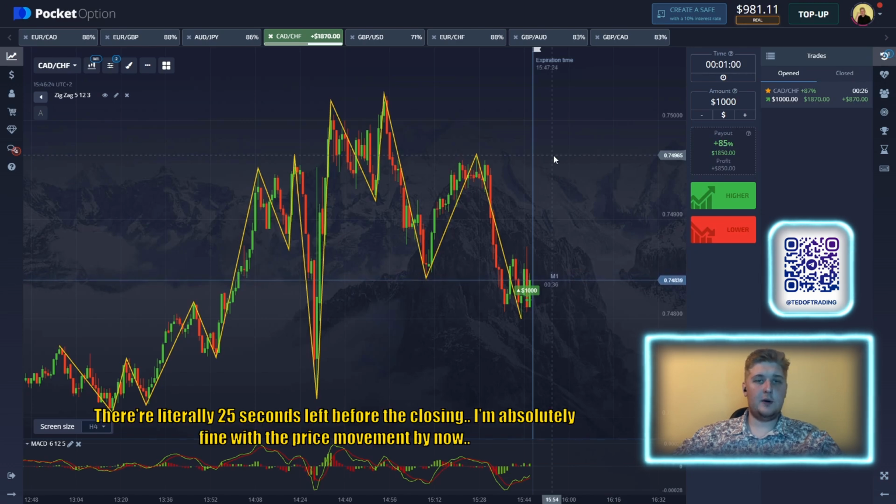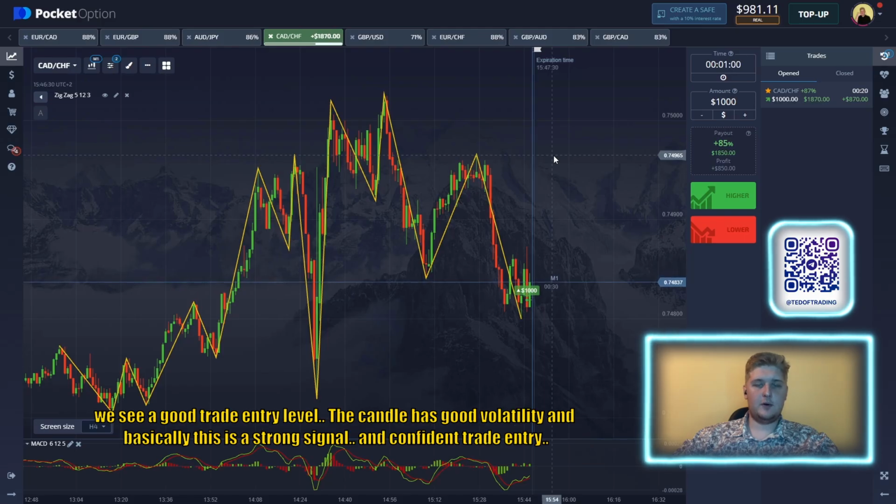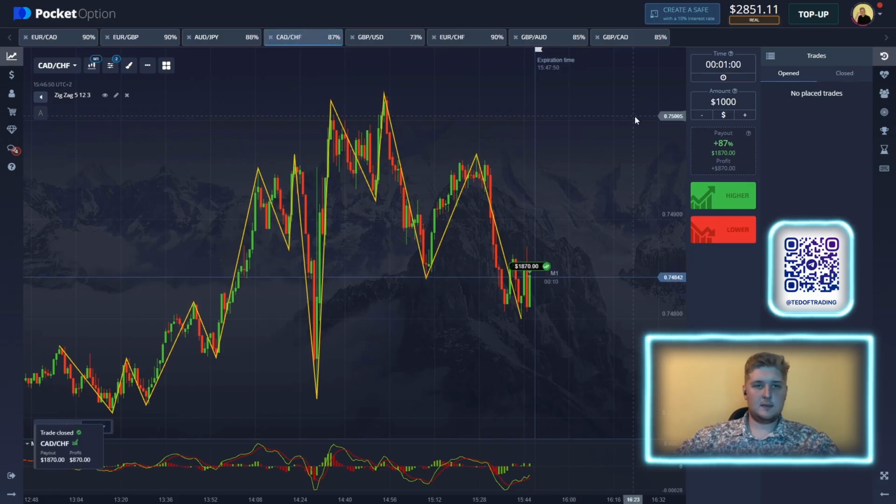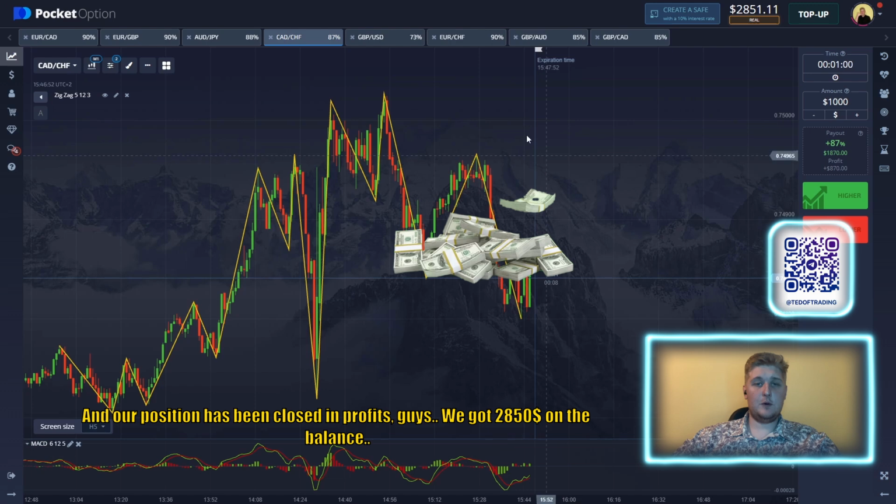There are literally 25 seconds left before the closing. I'm absolutely fine with the price movement by now. We see a good trade entry level. The candle has good volatility and basically this is a strong signal and a confident trade entry. There are literally 5 seconds left. And our position has been closed in profit, guys.